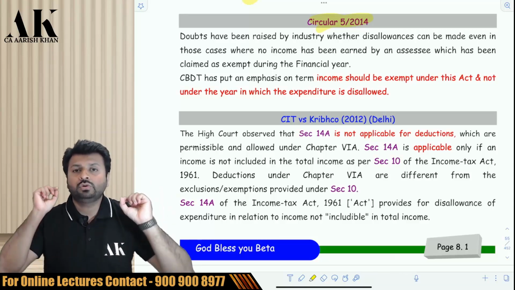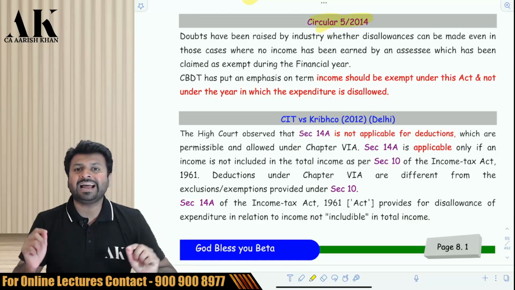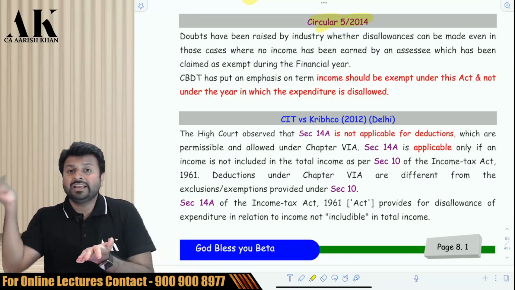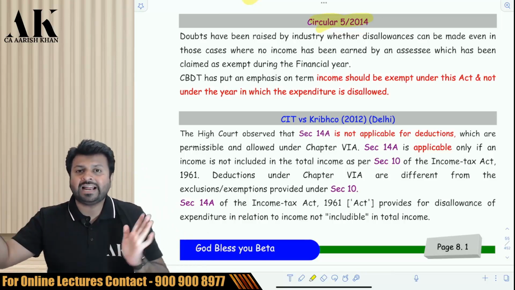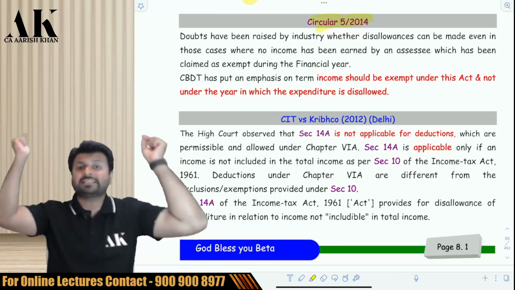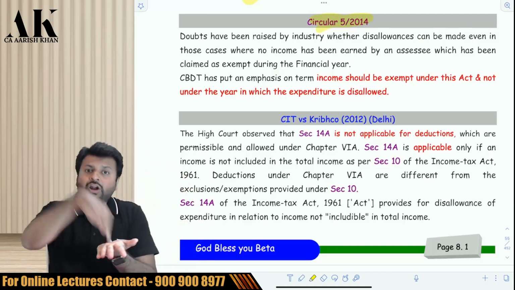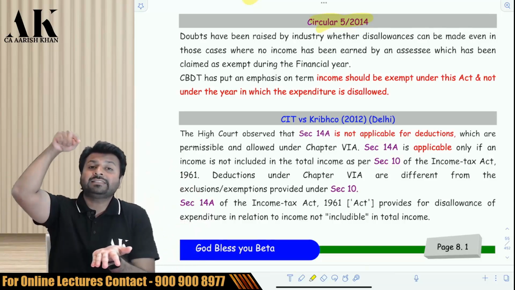CBDT has said that you read the words of the law, and the words of the law say that what is disallowed under this section is interest in relation to an income which is exempt under this Act. The law does not say that interest in relation to an expenditure which is exempt under this year. The exemption need not be this year of the income. The exemption under this Act has to be there.